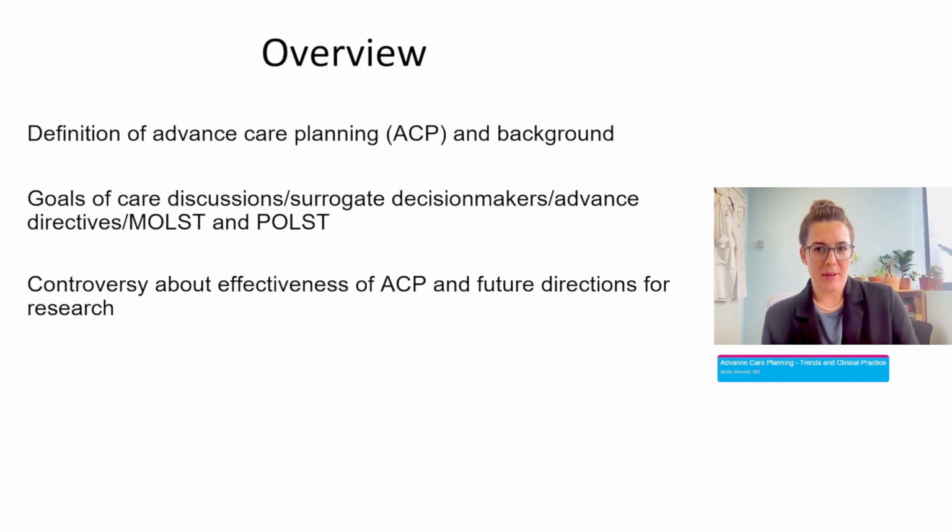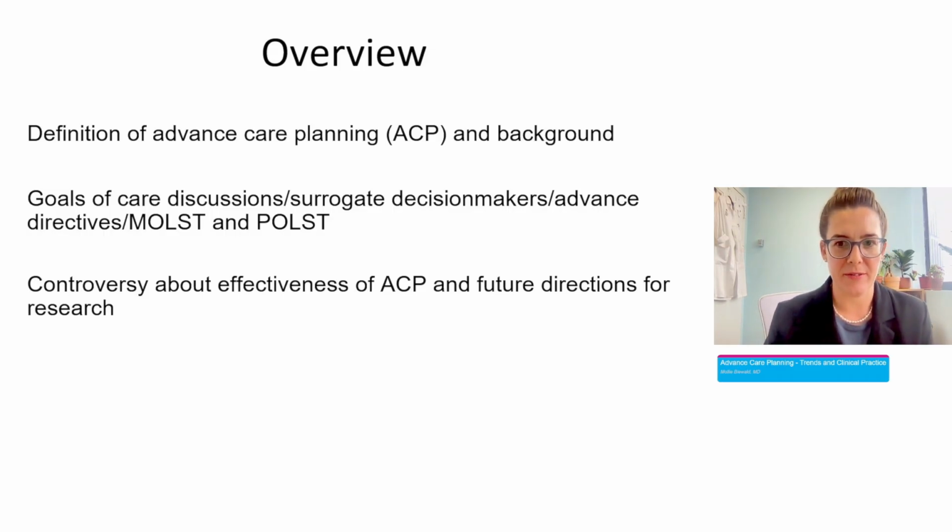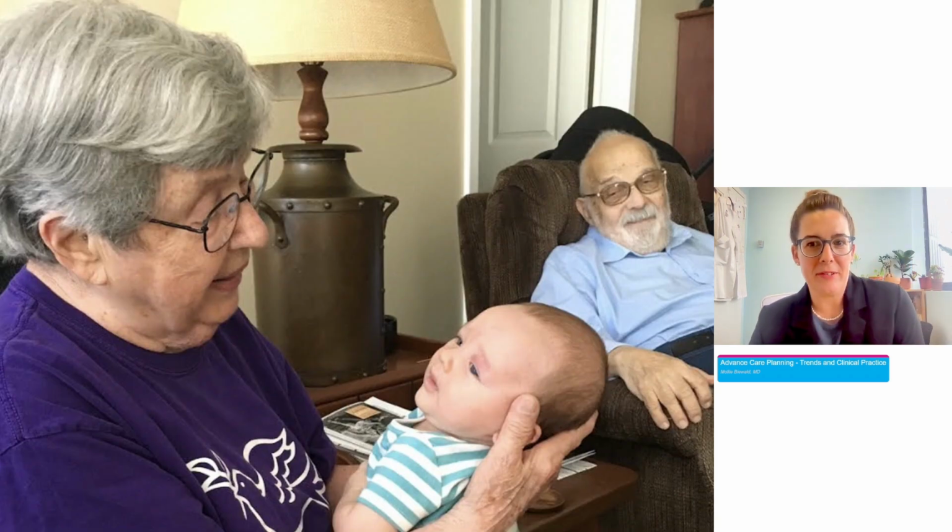What we're going to be talking about today is a definition of advanced care planning and some of the background about how it came about. We'll talk a little bit more in depth about goals of care discussions, advanced directives, MOLST and POLST forms, and then we'll jump into some of the current evidence around advanced care planning, the controversies around it, and future directions for research. Before I get into the data, I want to share a little bit about why I care personally so much about this issue.